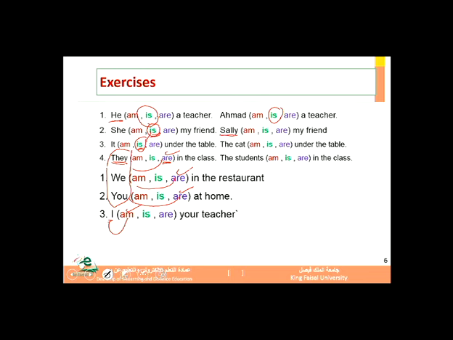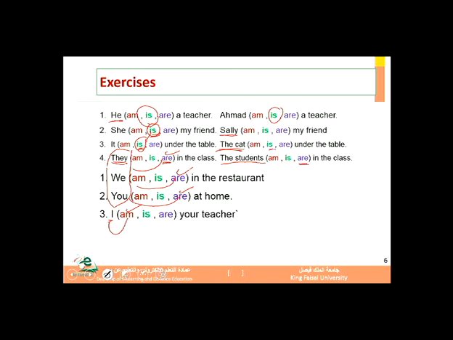Similarly, the pronoun it can be replaced by the cat. The cat is under the table. It is under the table. They are in the class. The students are in the class. So basically we have a plural pronoun replaced by a plural noun. They are in the class. The students are in the class.